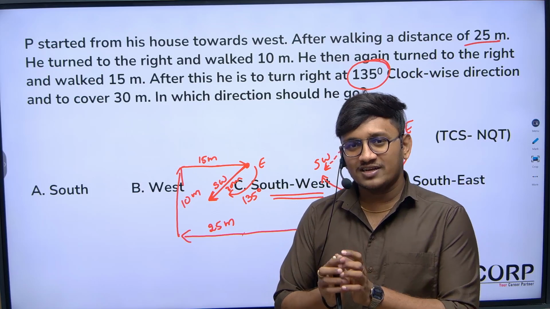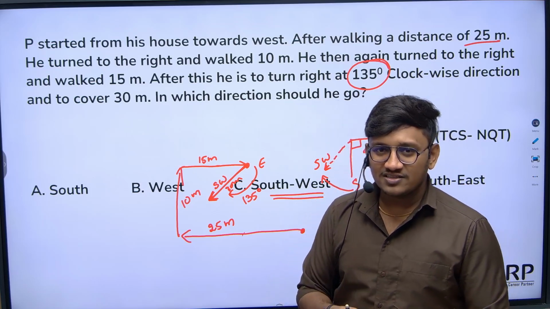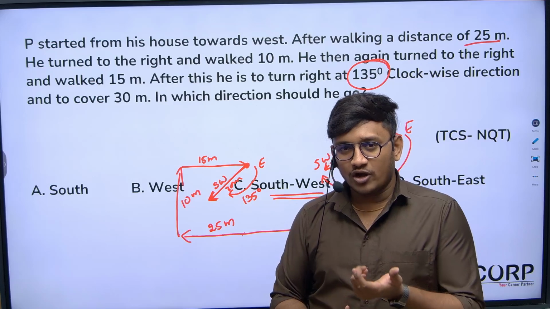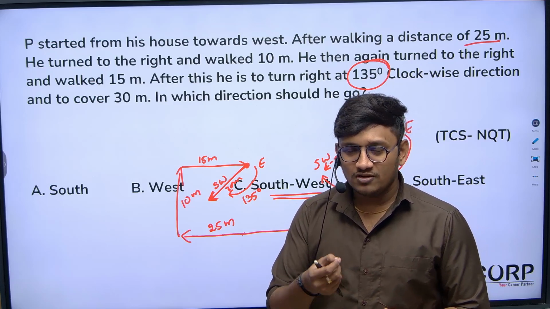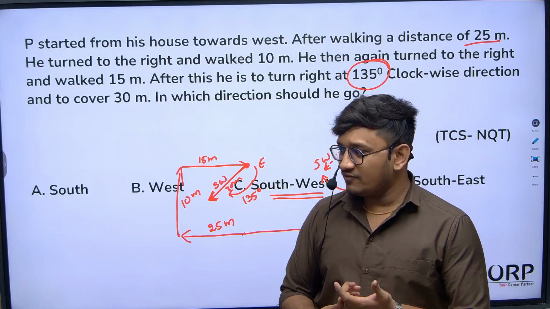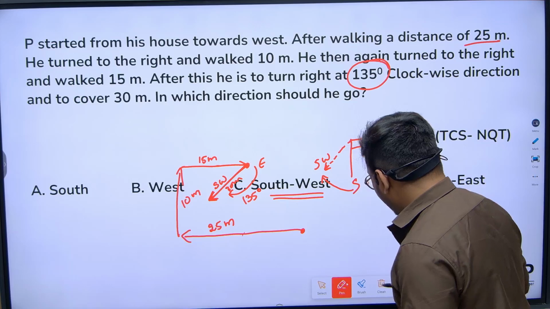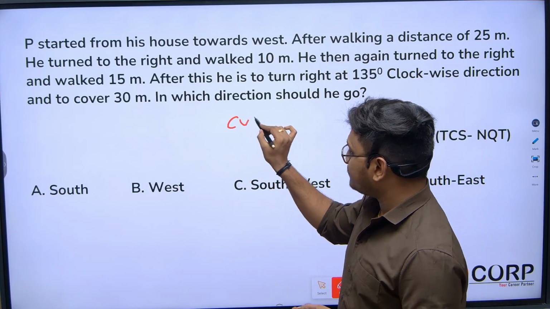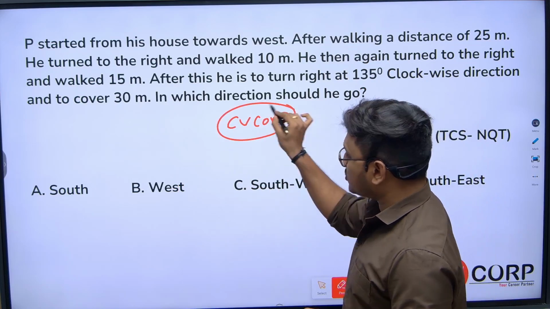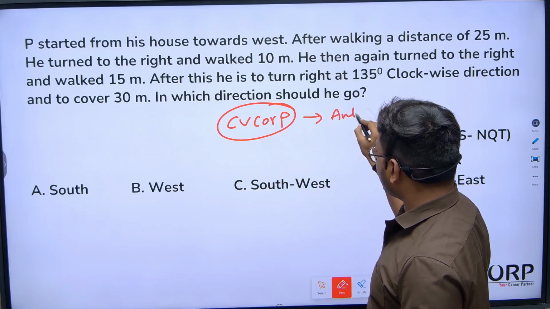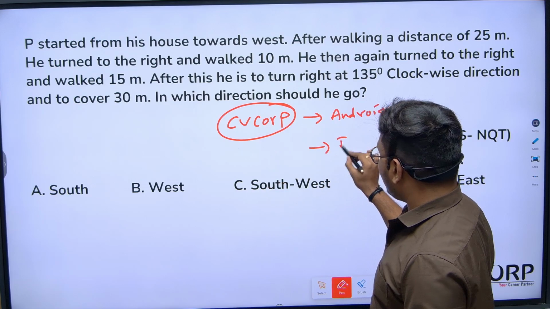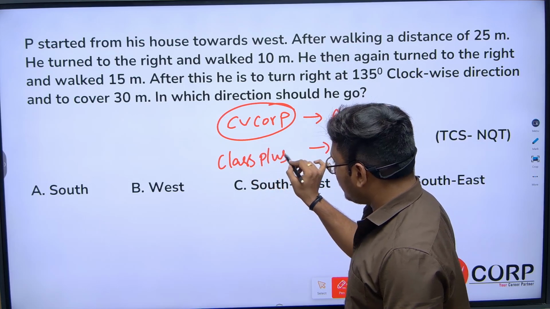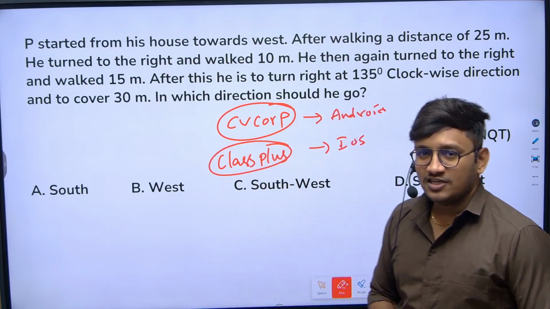I hope you all are clear with the test. If you have any doubts regarding the test, we will give an update. After downloading the app, you should log in. We will send you the batch code that you need to type in the batch. Let me write the procedure. First, download the CV Corp app from the Play Store if you are an Android user. If you are an iOS user, download the Class Plus app.